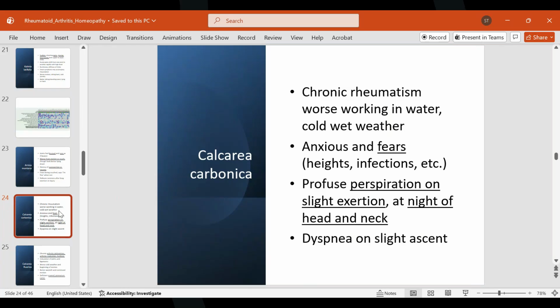So chronic rheumatism, working in water, cold, wet weather. Dyspnea, just going up a slight incline.